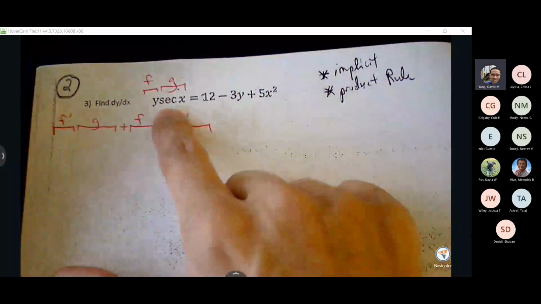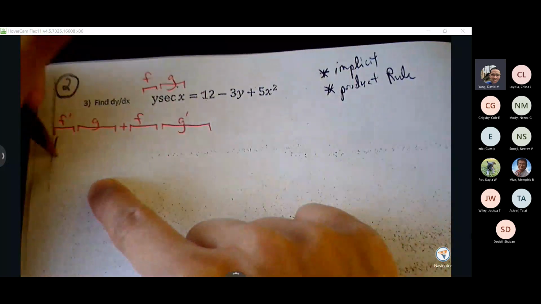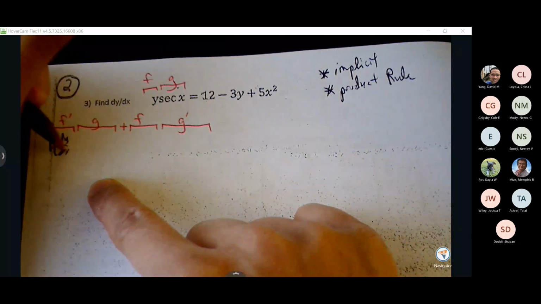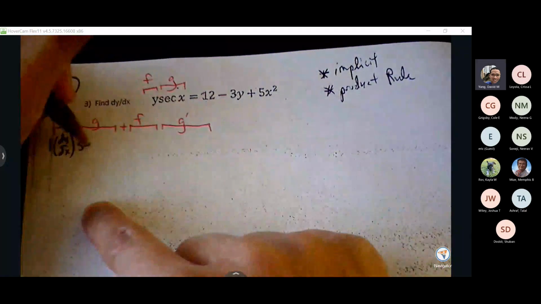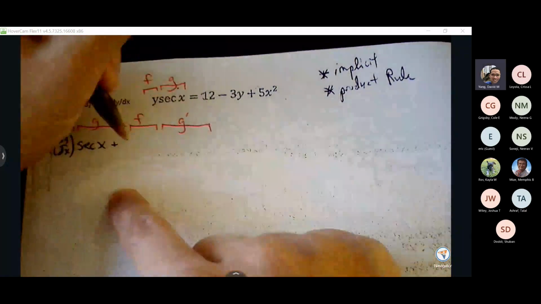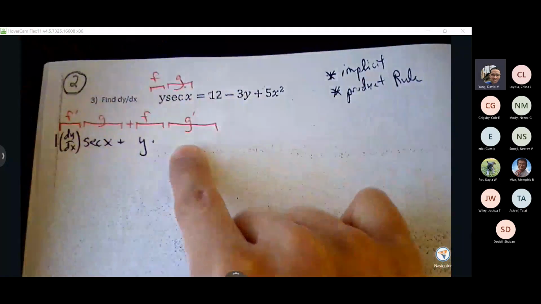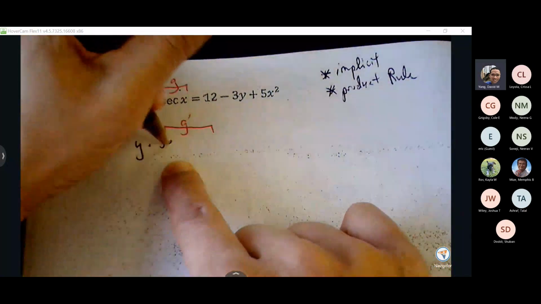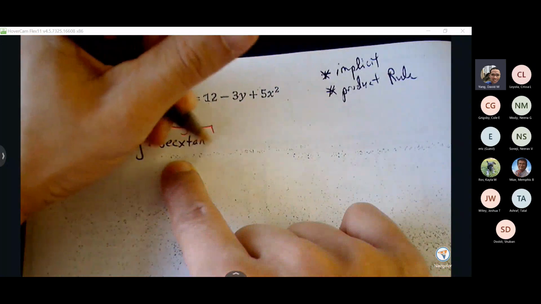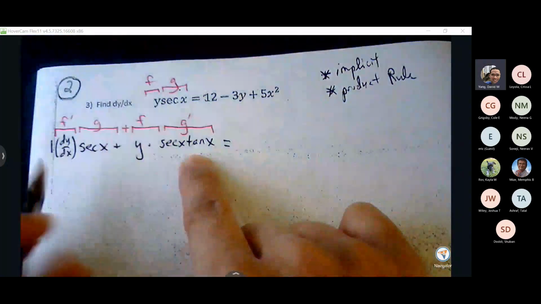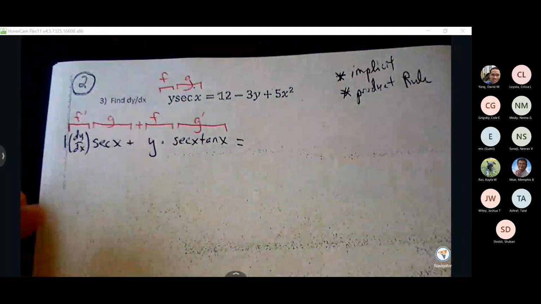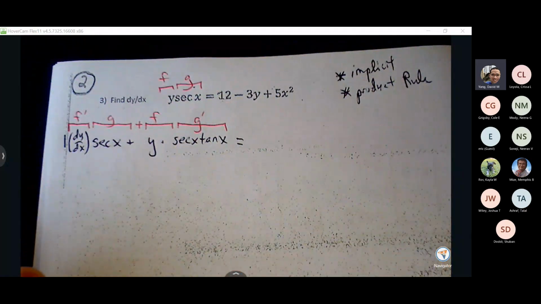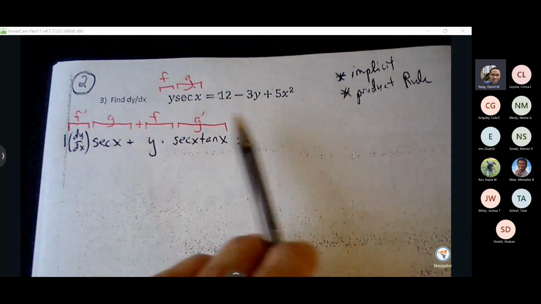Okay, f prime, so y becomes 1 dy/dx. g is secant of x. Back to f. g prime, what's secant of x's derivative? Secant of x tangent of x. Okay, so that completes our product rule for that left side. Okay, right side, keep going.